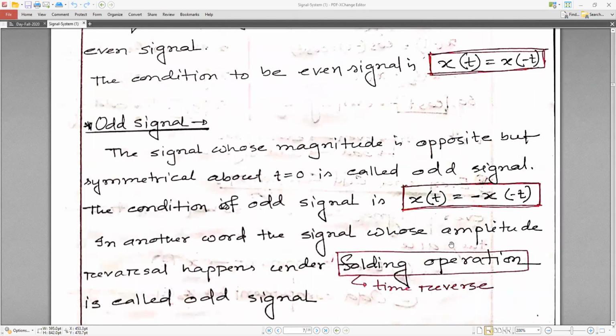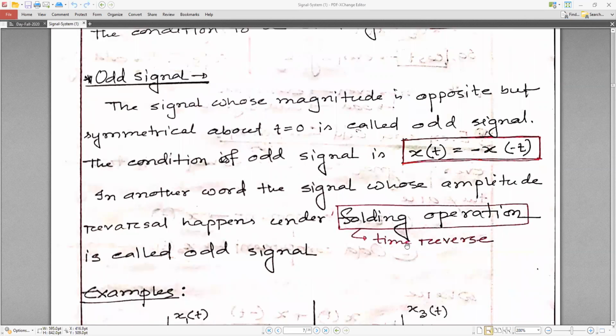On the other hand, the odd signal condition is x(t) equals minus x(-t). So the negative will come here. If you change the time, the value will be negated, reversed. That is the odd signal.